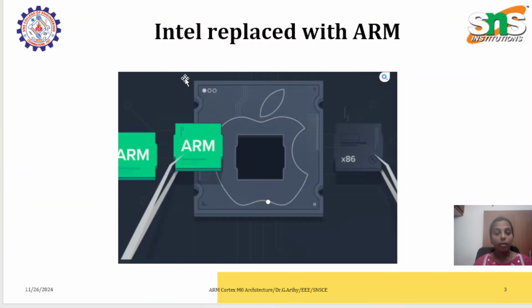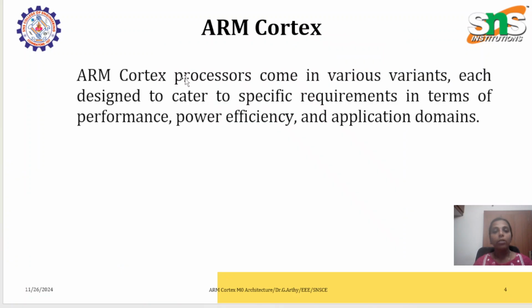And another thing is Intel was being replaced with ARM by Apple. Why? What made ARM so important? So let us see what ARM Cortex is. An ARM Cortex processor comes in different variants, each designed to cater to specific requirements in terms of performance, efficiency, and applications.